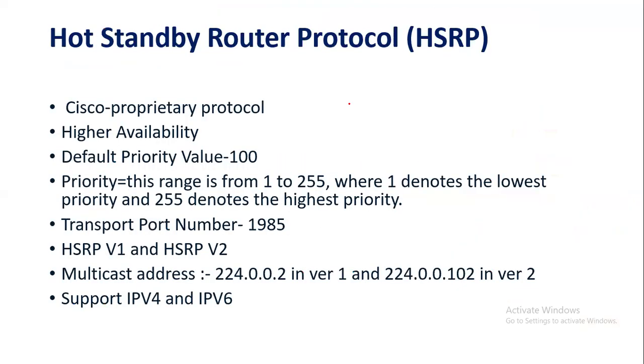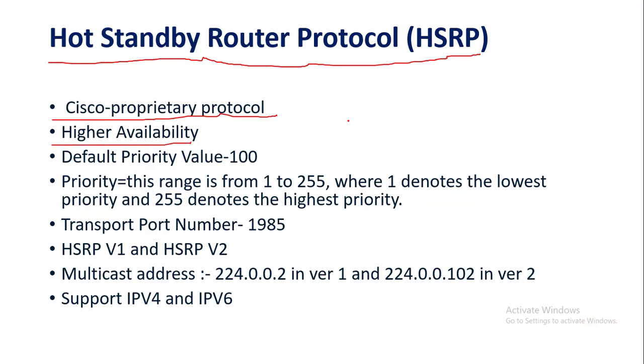So let's move on. First we'll focus on the first hop routing protocol, HSRP. It is Cisco proprietary, which means it is not open source. It provides high availability, in the sense that if the primary goes down, the secondary takes ownership to send the traffic over whatever paths they have. The default priority value is 100, and the priority range is defined as 1 to 255. Depending upon the priority, it is defined which will be active and which will be standby.